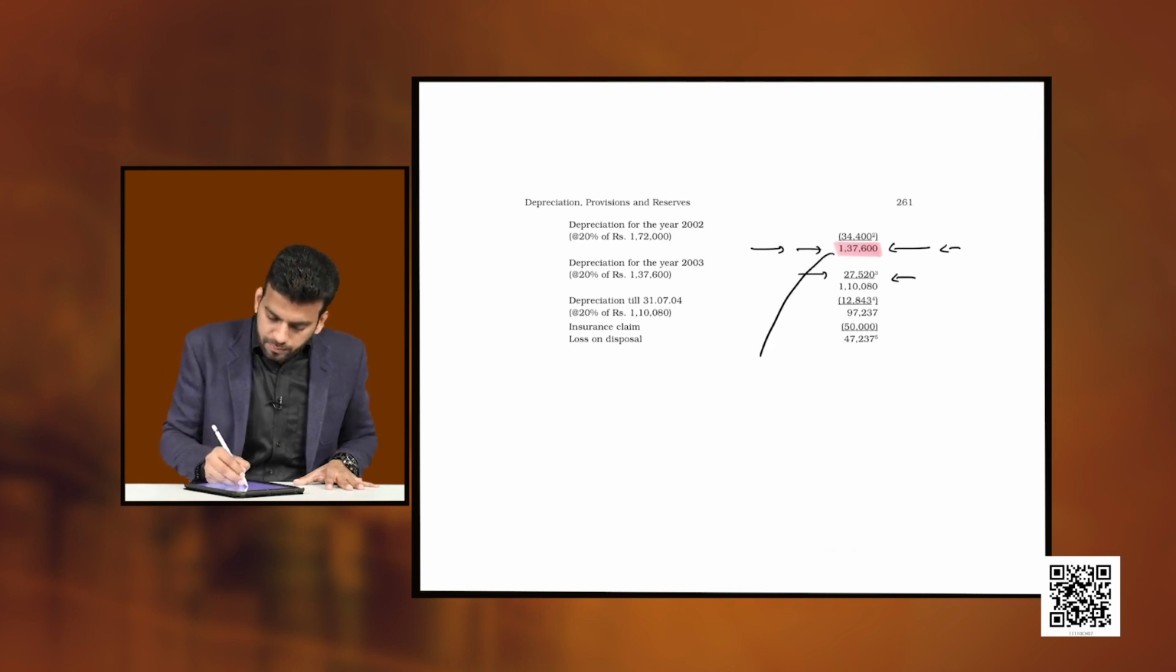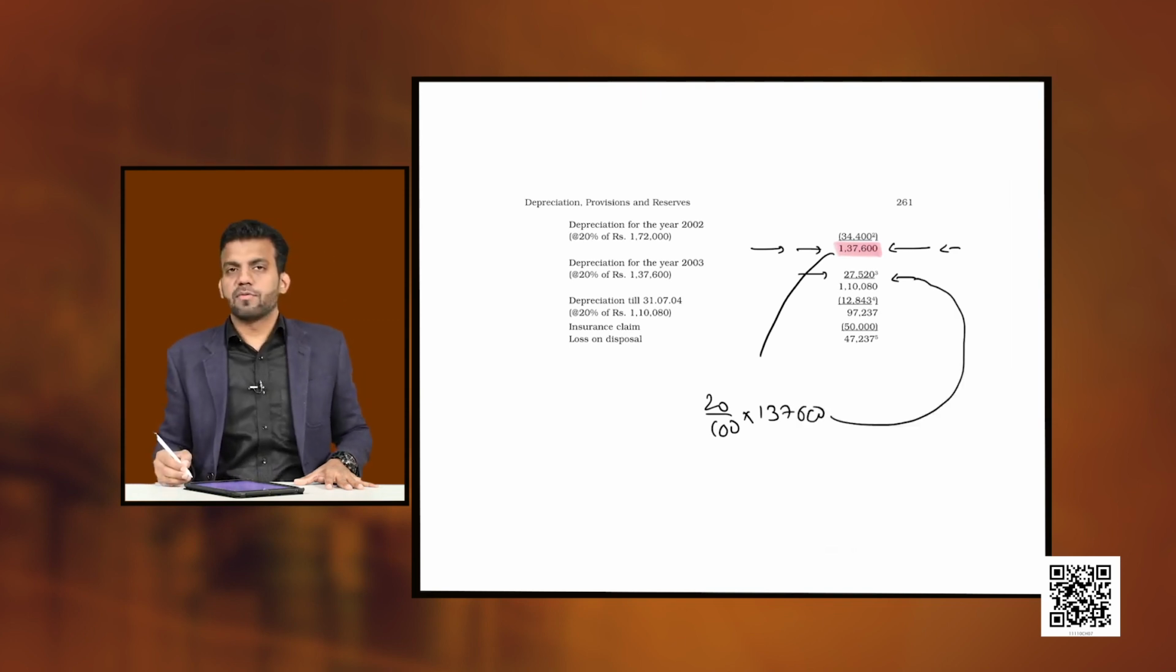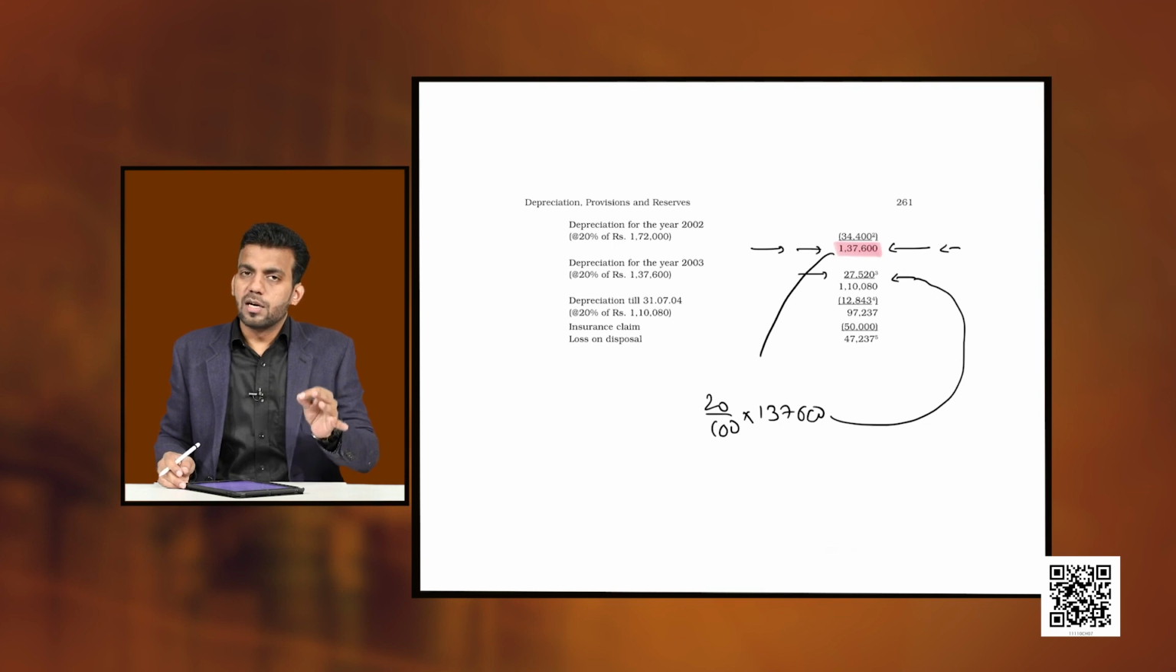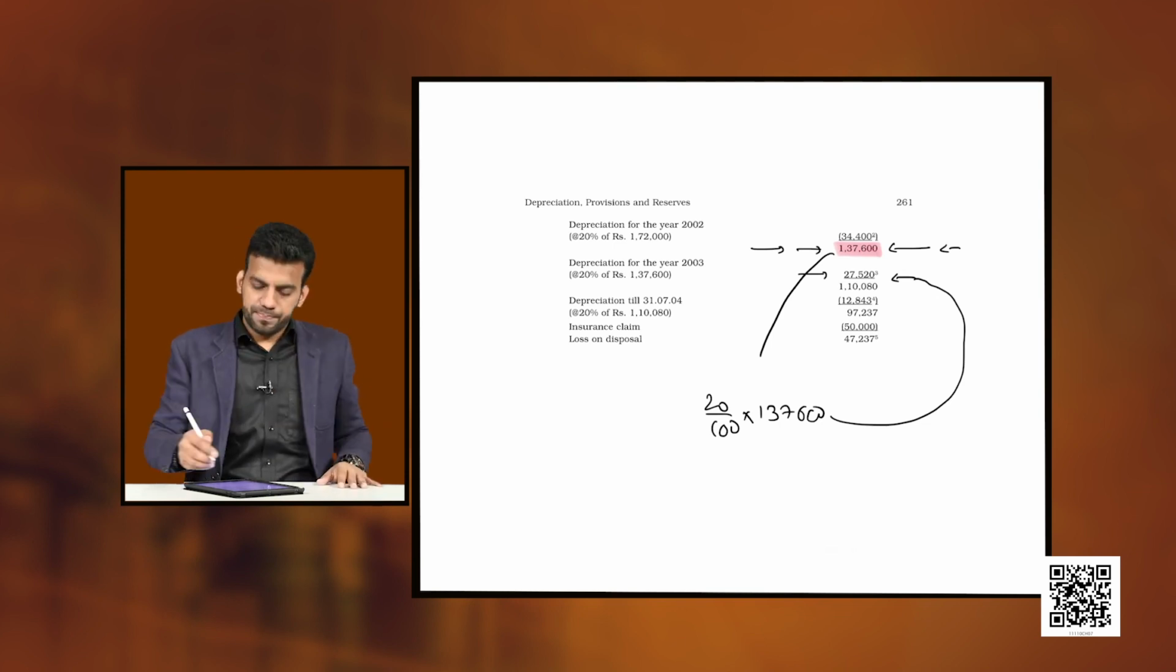20% of 137,600 makes it 27,520 for the third year's depreciation, and here we charge it 27,520. This is how we calculate depreciation on the reduced values year by year when we follow the written down value method.